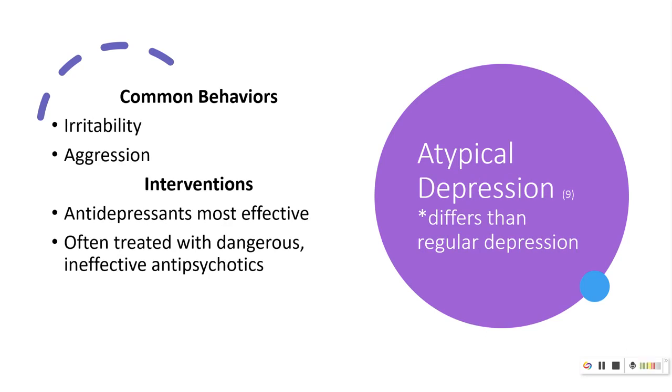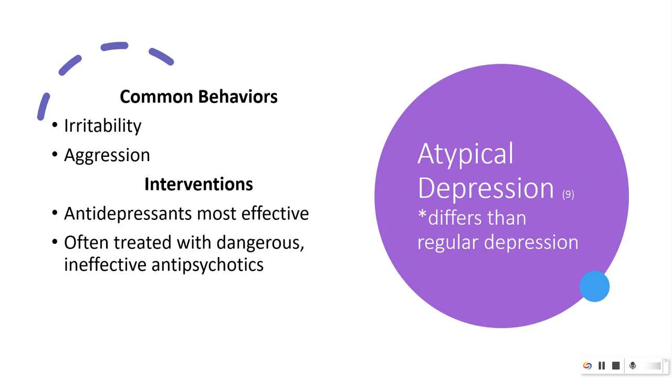Okay, the last A is the atypical depression. This is different than the regular depression, like major depression or depression that you might have as a younger person. What differs about this than other types of depression is there's much more irritability and much more aggression. So we might see that the person has become more irritable as the disease progresses. They become more aggressive. We might be able to handle some of that if we give them an antidepressant.